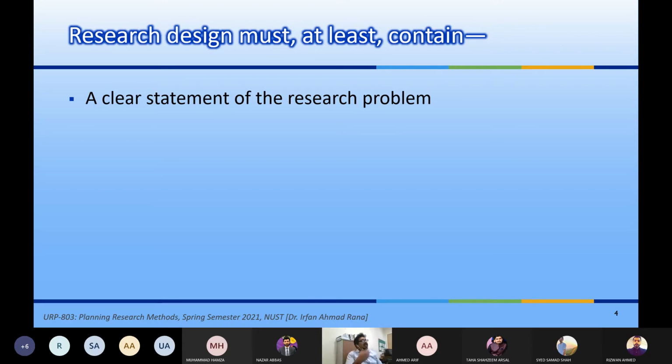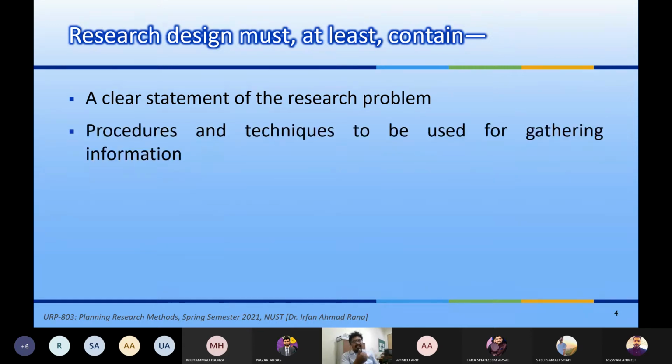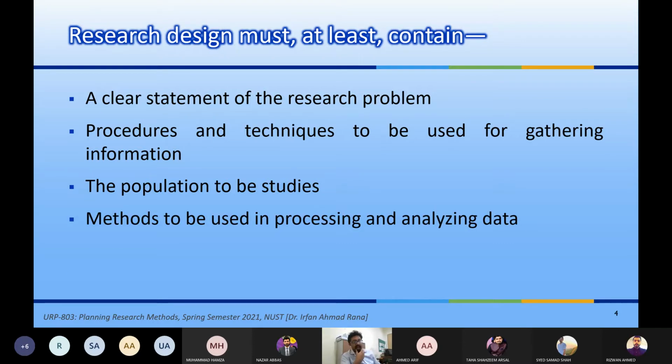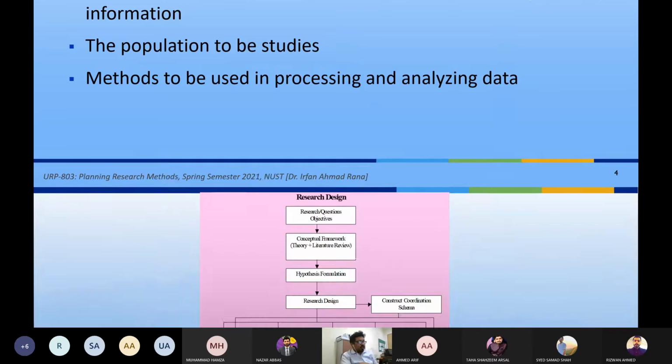So research design must contain your problem. The whole research design should have the procedures needed to identify the data, collect the data, and analyze the data. It also helps you get into what sort of sample we need for our research, and what methods we are going to be using.